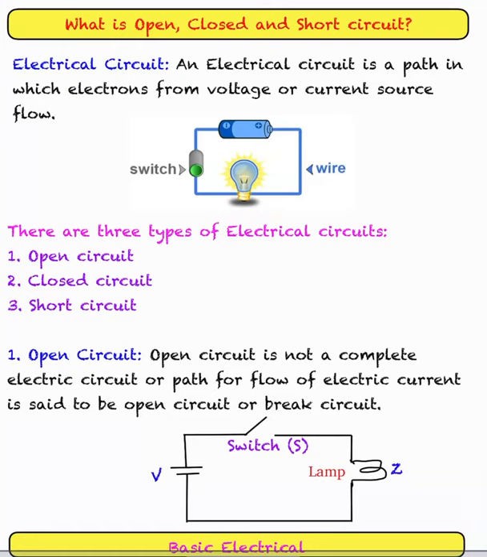The first topic is the electrical circuit. The electrical circuit is a path in which electrons flow from a voltage or current source. There is a circuit in which the switch is connected through the voltage source and a bulb. When the switch is on, the supply is given, then the bulb glows. So an electrical circuit means, through a switch, any complete closed path circuit.